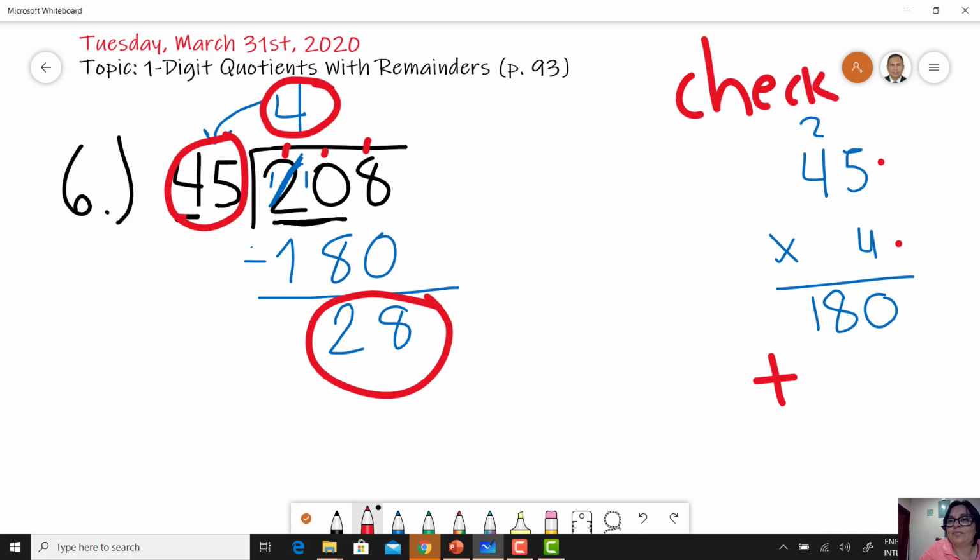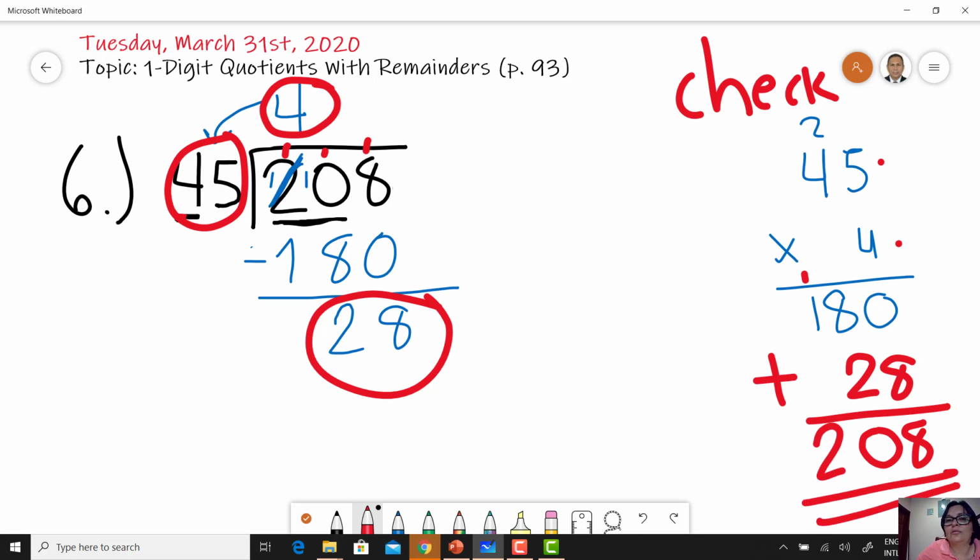This one is for check. Let's add only the remainder, that is 28. 0 plus 8, 8. 8 plus 2, 10. And 1 plus 1, 2. Look, 208, 208. So this one is correct.